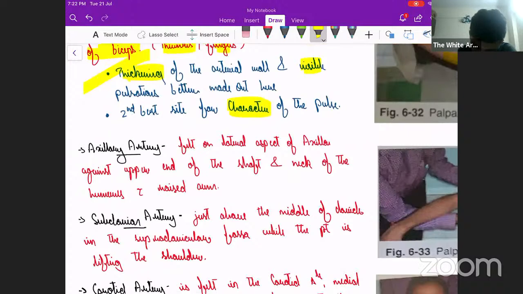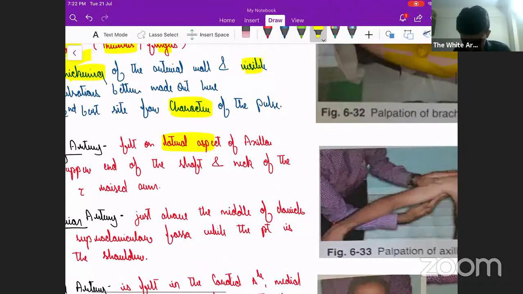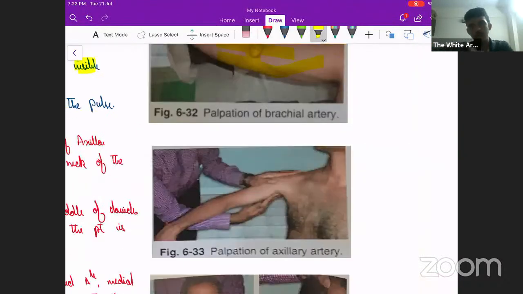Next, coming to the axillary artery. Where is this felt? It is felt on the lateral aspect of the axilla against the upper end of the shaft and neck of the humerus. So at the lateral end of the axilla, at the upper border, we go and feel for it. As seen over here in this position, make the hand lie over you and go and feel for it.